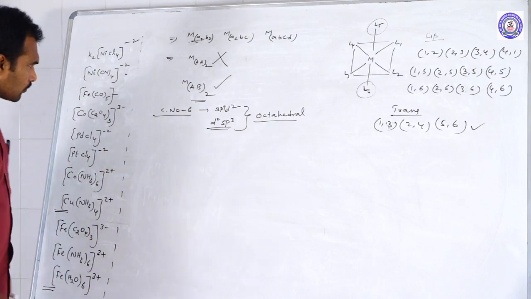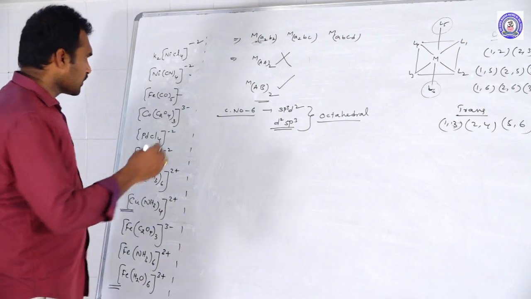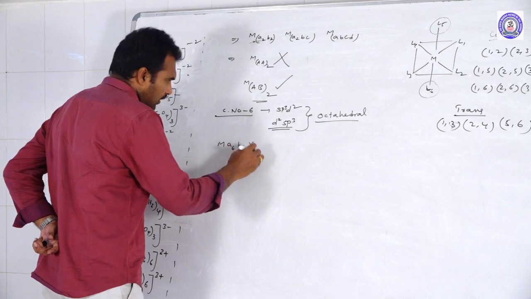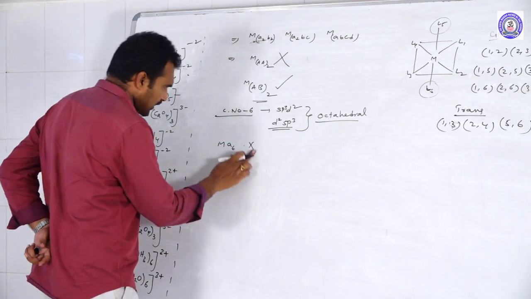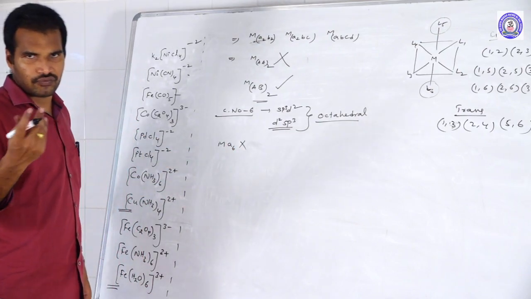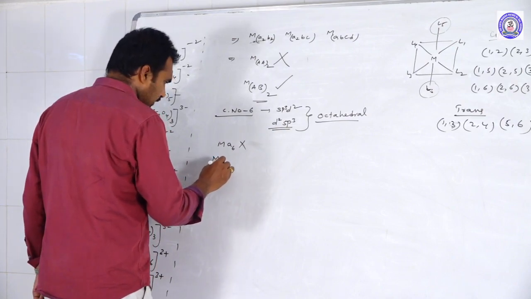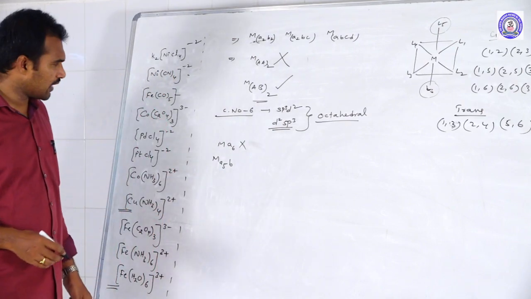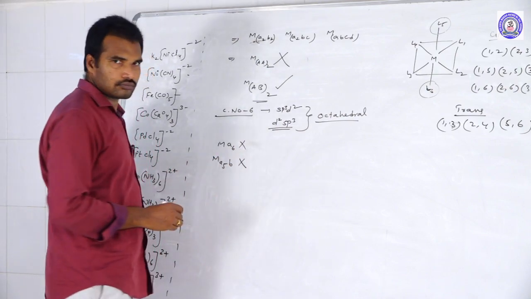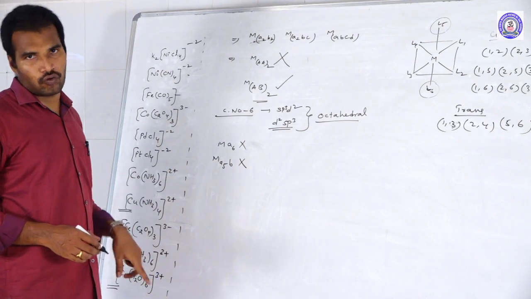Now, which complexes can show geometrical isomerism? See that, MA6 will never show. Why? Because to show geometrical isomerism, a minimum of two different ligands is needed. MA6 will not show. Next, MA5B. What do you think about MA5B? MA5B also will not show. It starts showing geometrical isomerism from MA4 onwards.